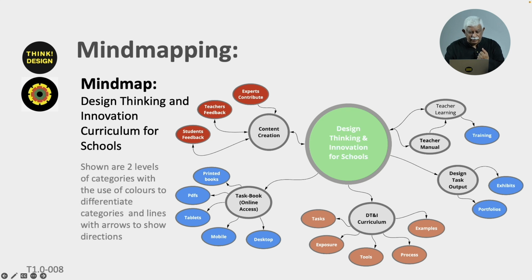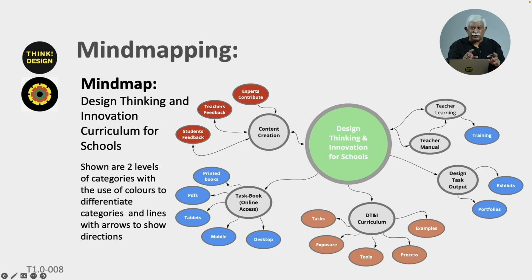Okay, so it's shown as 2 categories, and the colors are used to differentiate. For example, if you look at the top category, the content creation, you see the arrows play a very important role. 2 arrows are used to connect the content creation to design thinking innovation for school. That means that it can be changed, okay, according to the feedback. It's not a one way.